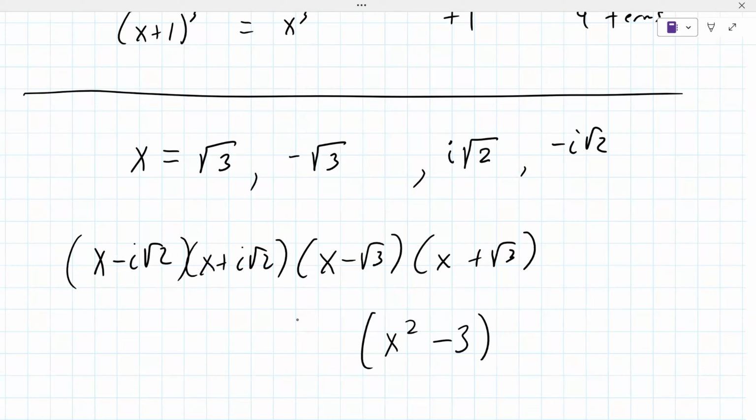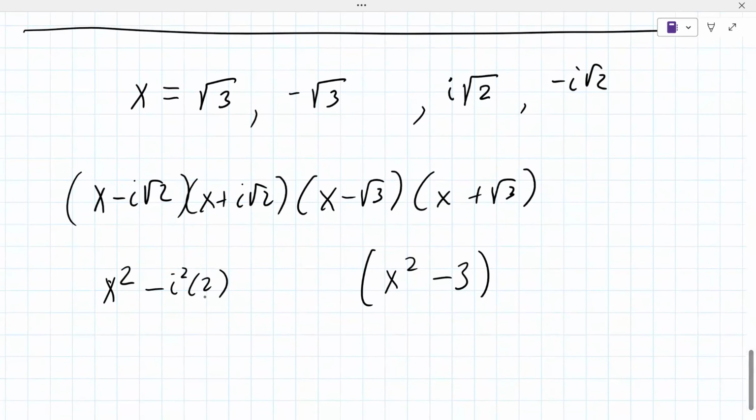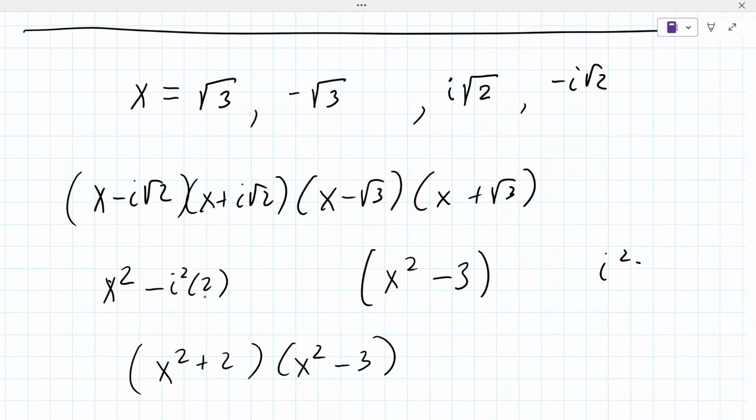Okay, I got x squared plus 2I. The I's have to go away. It should be x squared minus I squared times 2, because the outer and the inner terms cancel. That's the whole point of these problems, so this becomes x squared plus 2, since I squared is negative 1. Now I want you to FOIL this last one. You'll see it's an exception to what we did earlier.